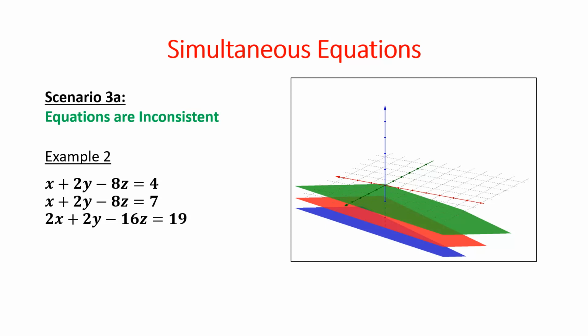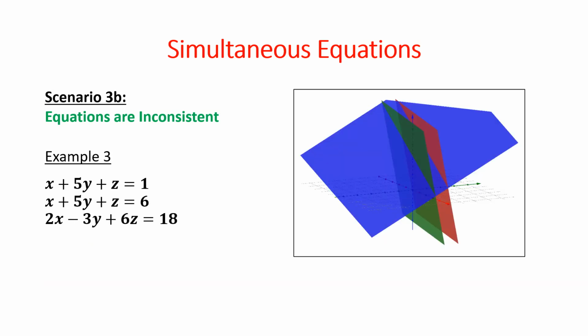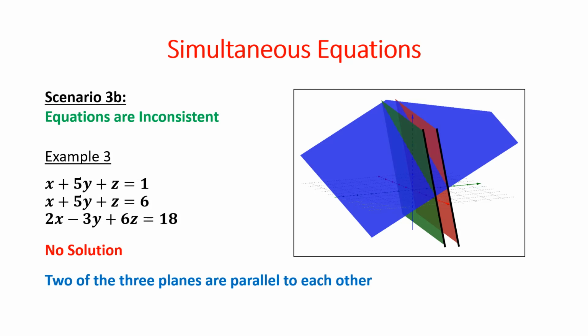And scenario 3 is where equations are inconsistent, but there are 3 scenarios to part 3. The first of them is where we have no solution because the 3 planes are parallel to each other. The second is where we have no solution, and that's because 2 out of the 3 planes are parallel to each other, and the third plane is doing something else.